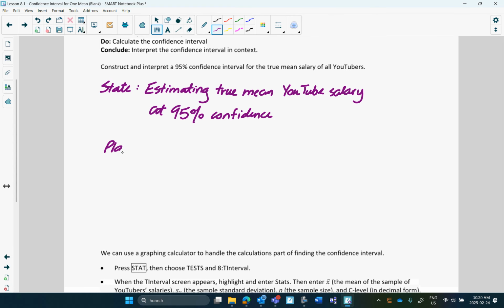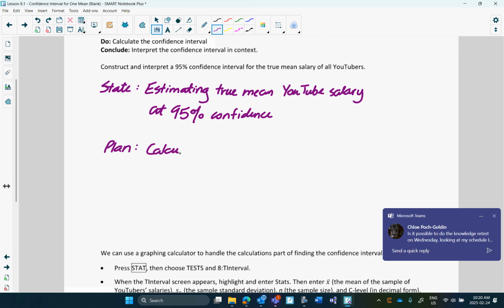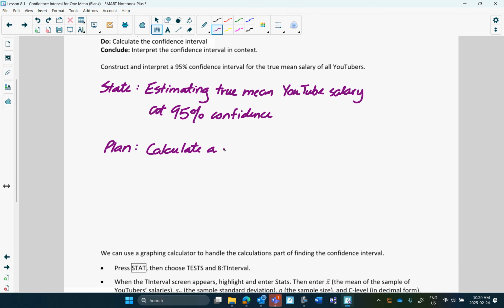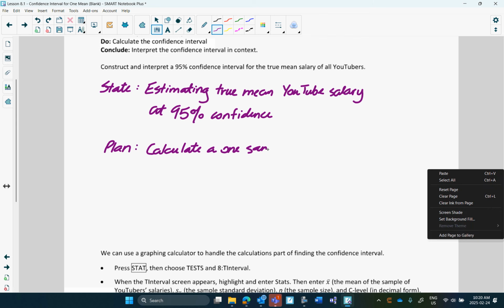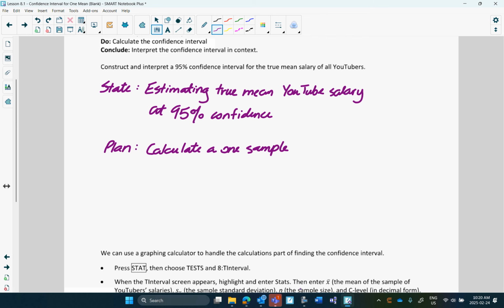Plan: it's a one sample, and it's not Z interval because Z interval uses a normal distribution. We're going to say one sample T interval. Sorry, estimating the true mean, and I'm going to just put a mu there, just so I can save a little time. Remember, it's mu that we're estimating. That's the population mean. So we're going to calculate a one sample T interval for mu if conditions are met.